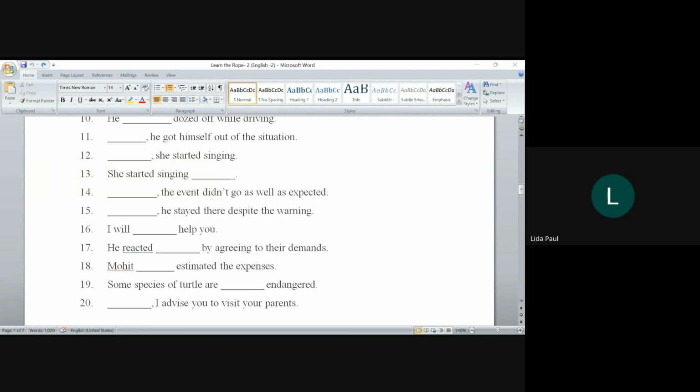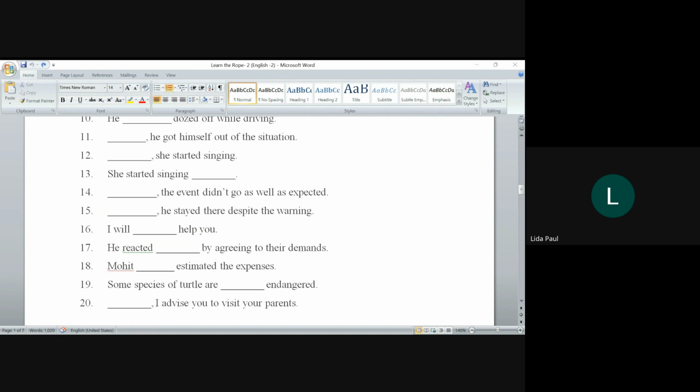Then the last one, 20th one. Dash, I advise you to visit your parents. Confidentially. No, nothing confidential there. Simply. Simply, yes, simply. Simply, I advise you to visit your parents. You have heard, no, this is my simple advice for you. So that has been written in a different way. Okay?